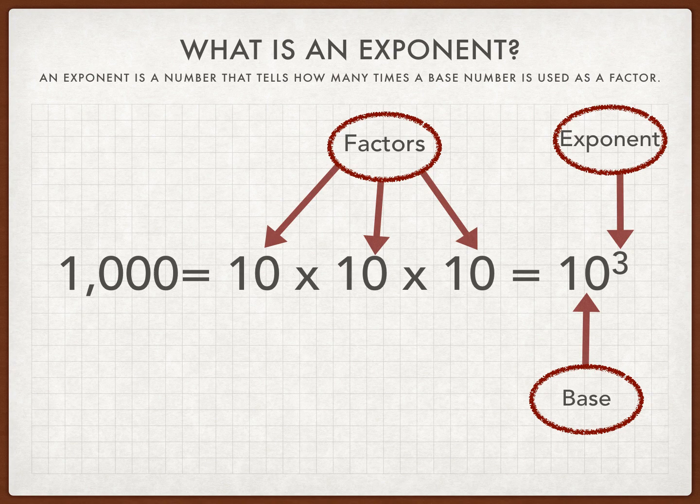When we write all the factors out like we did in the middle with the 10 times 10 times 10, we call that expanded form. When we write it with an exponent, we call it exponential form. So 10 to the third power is an exponential form. And on the left, we just have the number 1,000. And we call that standard form because that's how we typically would say the number.